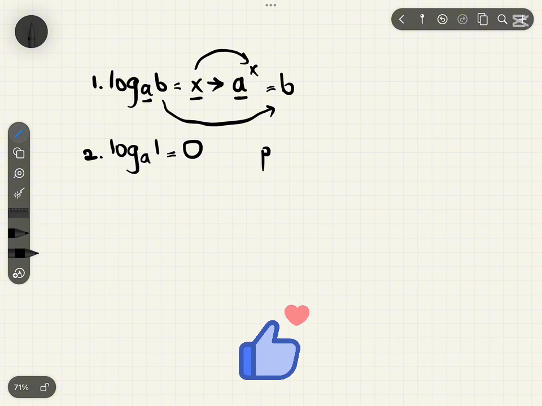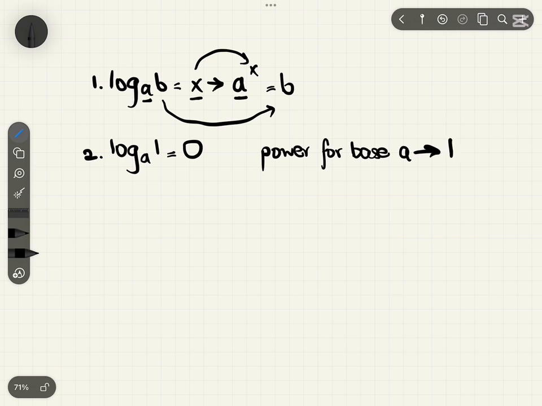Why? Because when you put any number to the power of 0, you basically get 1. And when you rearrange this into exponential form, you get a to the power of 0 equals 1. So we know that in this rule from before, right? That's basically what it is written in another form.